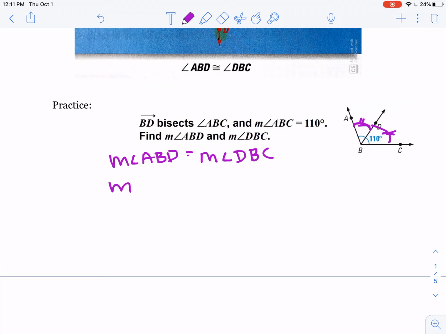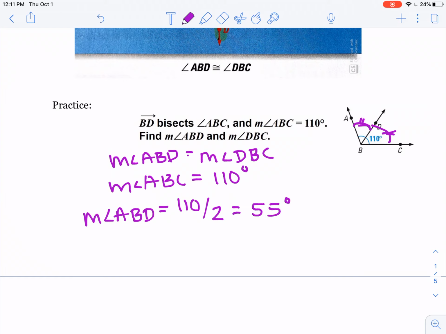We also know that the measure of angle ABC equals 110 degrees. So you could do some mental math here and know, if it bisects it, then the measure of angle ABD is going to be 110 divided by 2. ABD is just one of the small angles. I'm just solving for one right now. And that's going to equal 55 degrees. And since I know it got bisected, that means I have two equal halves, which means that the measure of angle DBC is also 55 degrees. So that's what happens when you bisect an angle.